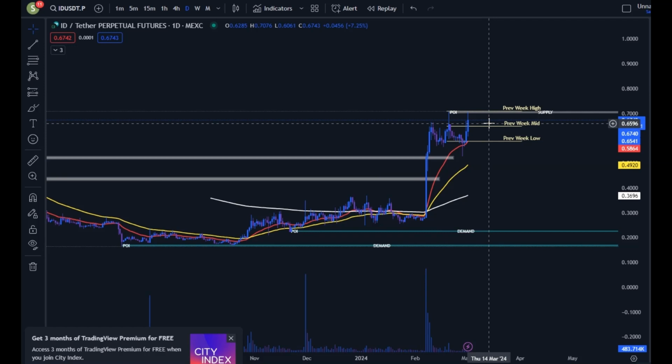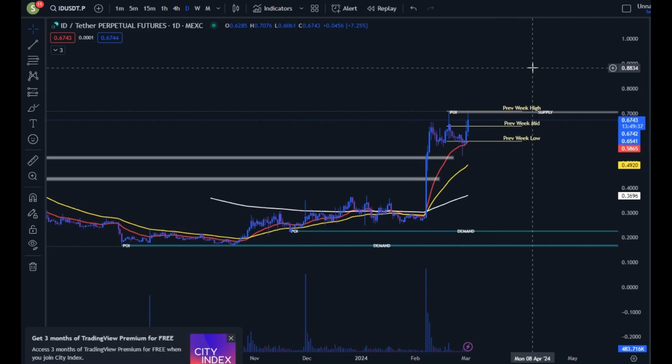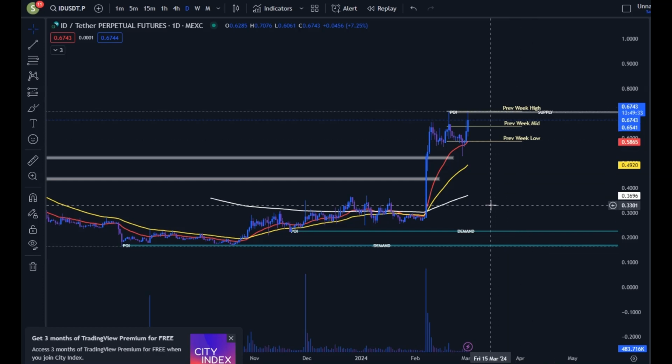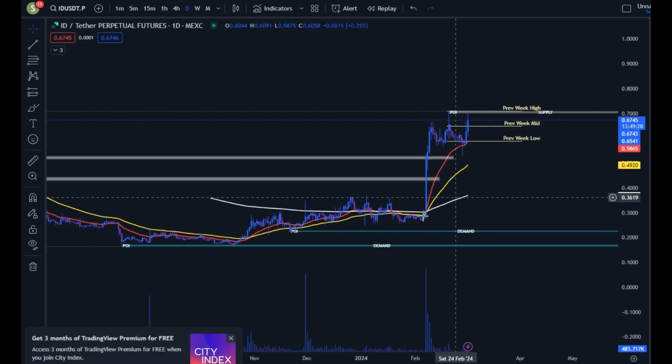So you want to see it hold this area again at 0.6596 and then push off again. Hold the next area, which is 7 cents, and then push off again. That's really what you want to see with ID. So if you're in the ID trade, don't panic. It's got a lot of bullish momentum, and it could potentially push off.